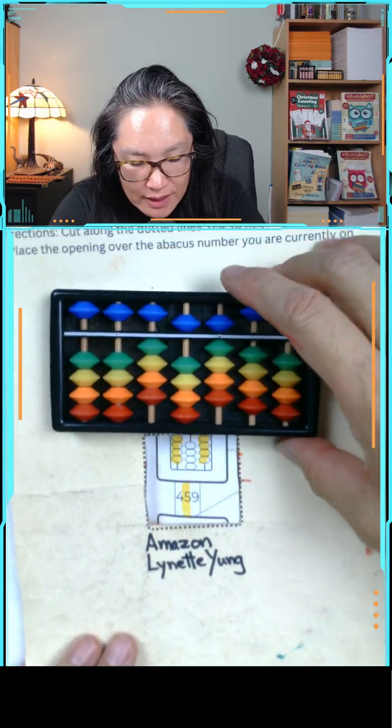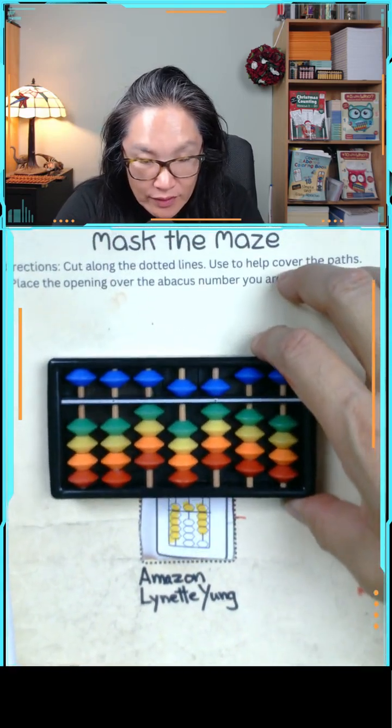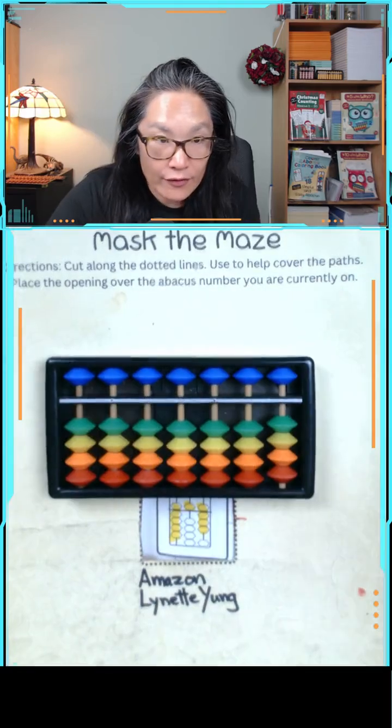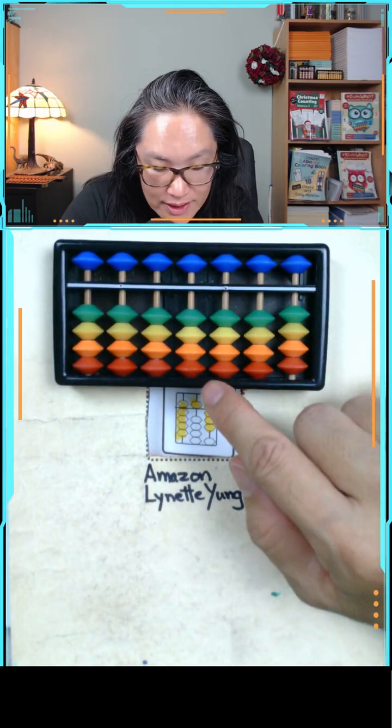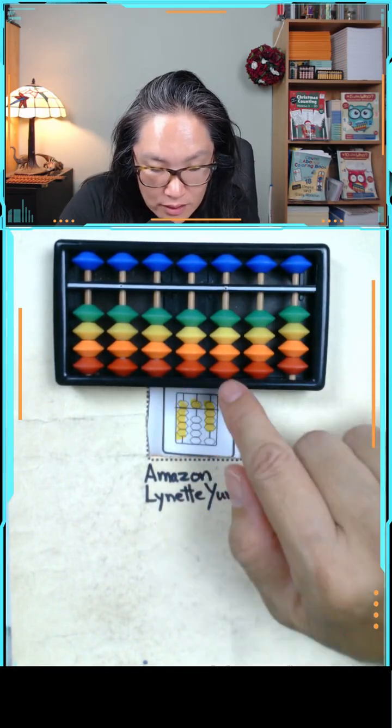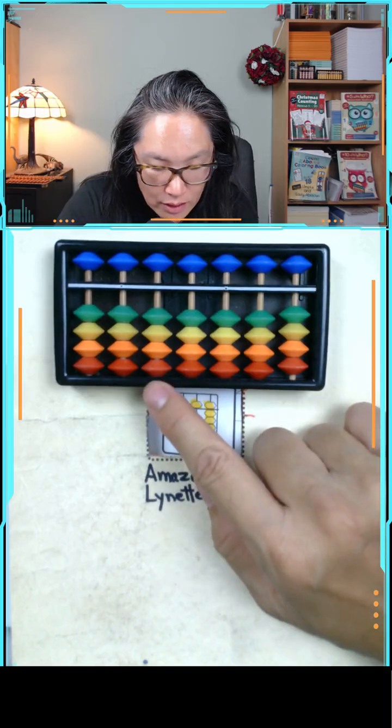459. That's what that is. So, 459, and we have our next number. Notice that anytime the beads are touching the horizontal bar, it's considered counted. So, we have our ones over here, our tens and our hundreds.